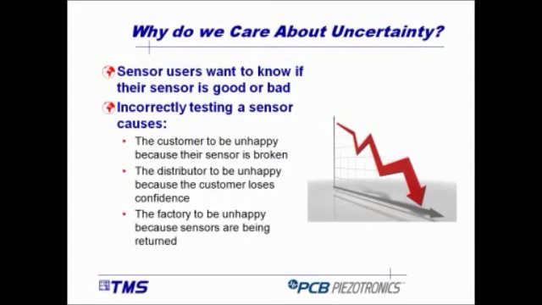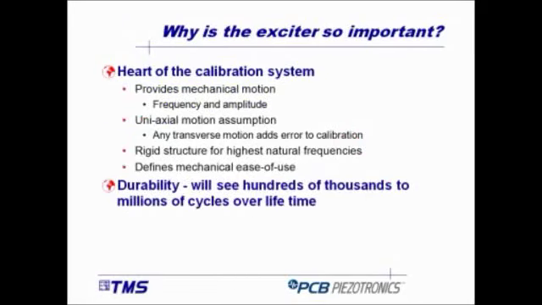So having control of a calibration lab's uncertainty will improve our ability to correctly determine if a sensor is good or bad and avoid the situation where customer, distributor, and the factory are all unhappy. So why is the exciter so important in this determination? Well, it's the centerpiece of the calibration system. It is providing the mechanical excitation to both the reference and the test sensor that is used to make the measurement of the sensor and determine whether it's good or bad.